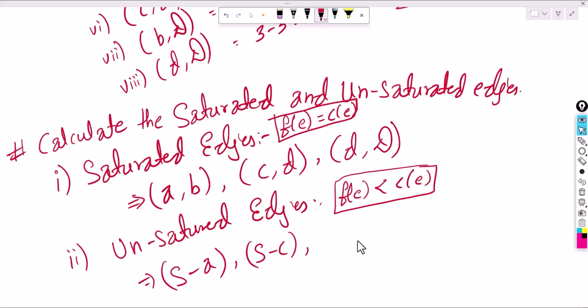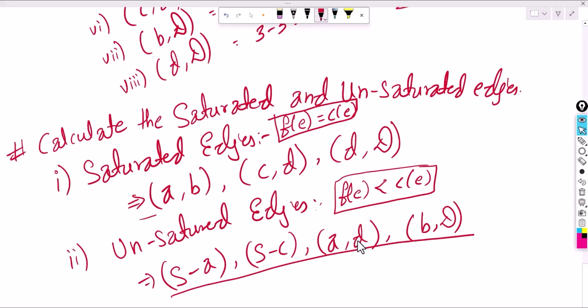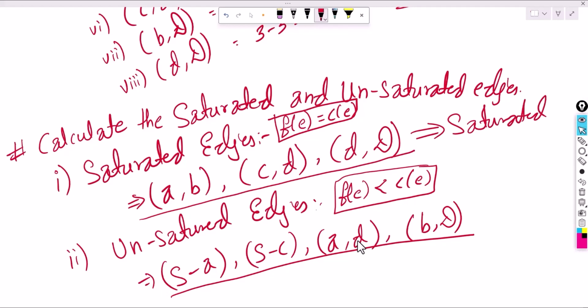Likewise A to D is unsaturated, and we have B to D, which is also unsaturated. So these edges are unsaturated and these edges are saturated. So these all are saturated and these are unsaturated. So this part is also completed.